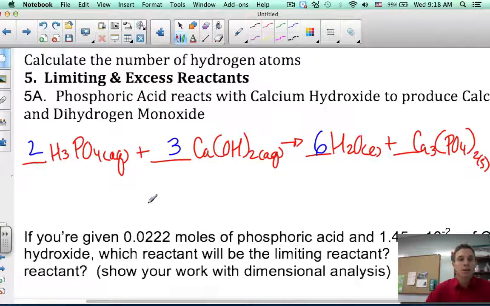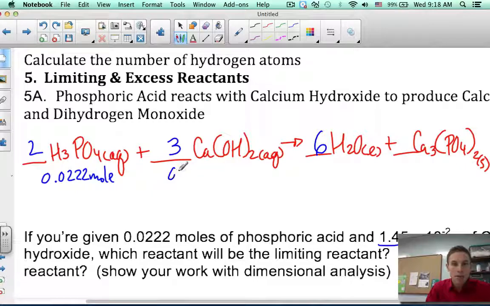We are balanced. Now if I'm given 0.022 moles of phosphoric acid, excuse my misspeaking there, and I have 1.45 times 10 to the negative 2 grams of calcium hydroxide, I have 0.0145 grams of this. I want to figure out which one's going to be limiting, which one's going to be excess. So what I have to do is figure out the molar mass of this, because I need to figure out the moles of my calcium hydroxide.